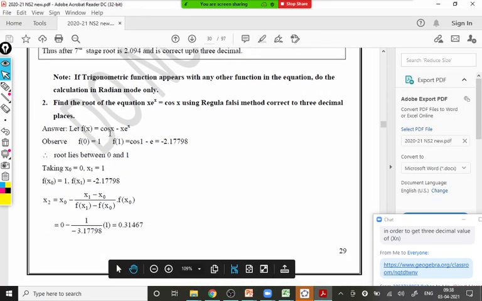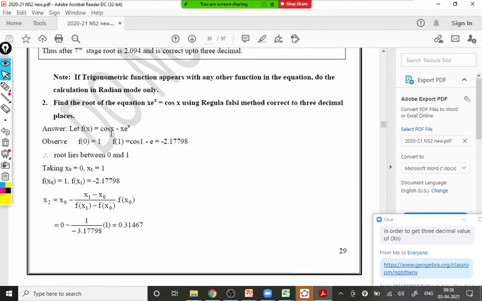Now cos 0 is 1, and this is also 1, so f of 0 is 1. Another important thing, the interval is not given. You will observe that the interval in which we have to calculate the root is not given. So generally the root lies near 0, so you have to calculate f of 0, f of 1, f of 2, and so on. And in between you will get two nearest integers where f(x) changes its sign.